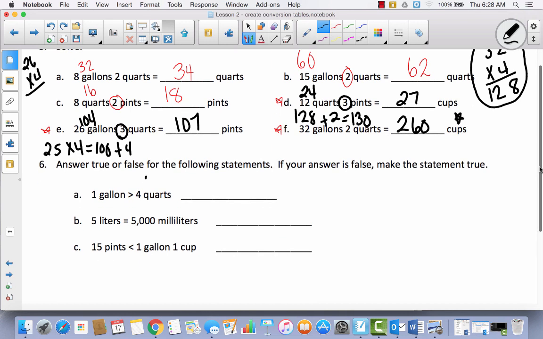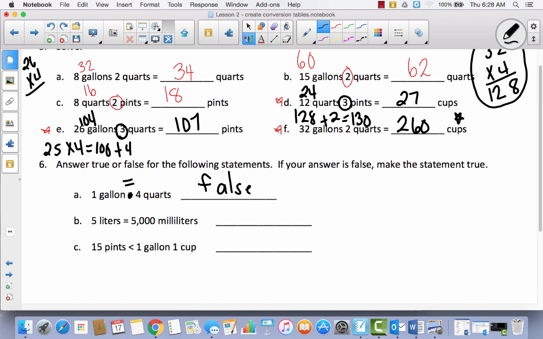All right, so now we're going to answer a couple of true-false questions. So 1 gallon is greater than 4 quarts. Is that true or false? Well, I know there's 4 quarts in 1 gallon, so this would be false. It says if your answer is false, make it true. How can I make this true? Well, there's a couple of ways, right? I could change this to 3 quarts, or I could change this greater than sign to be an equal to sign.